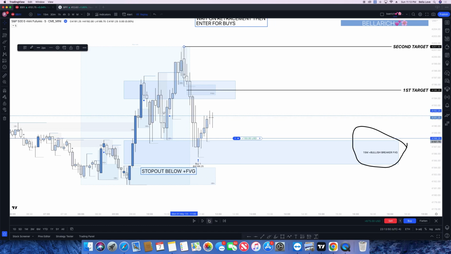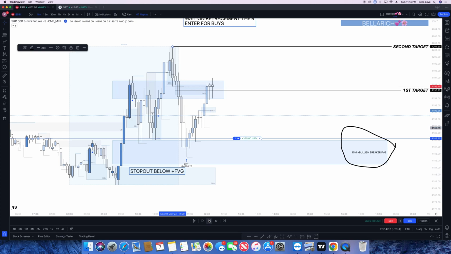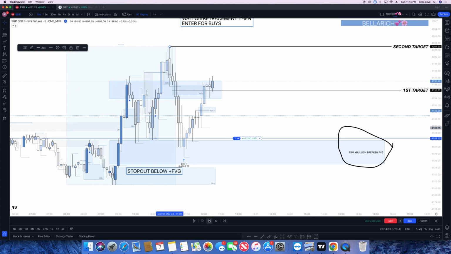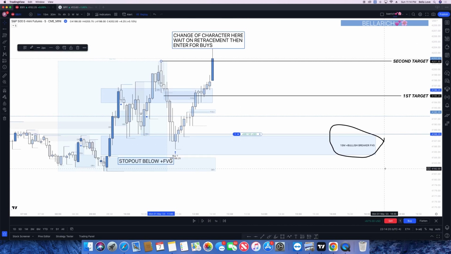And this is a place where you can fully go long to take out buy side liquidity and maybe even trade higher than that. But I did just go ahead and take profit at that point. So that was just what it is.